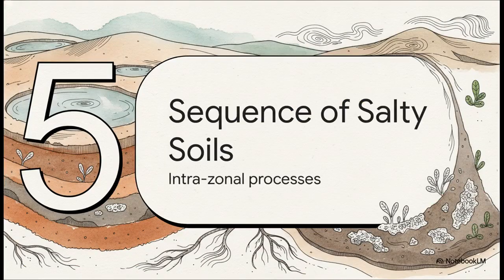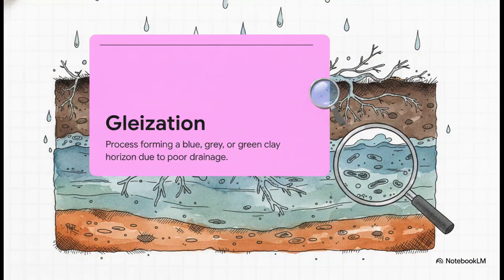All right, shifting gears to Section 5, the sequence of salty soils, intrazonal processes, and local terrain. We are now shifting from climate-driven zonal soils to intrazonal processes. This is where local topography, depressions in the land, and poor drainage take total control of the soil's destiny.